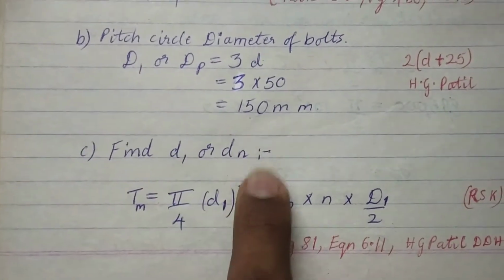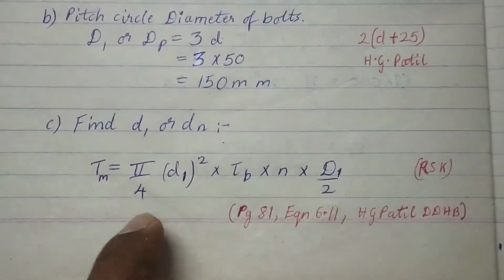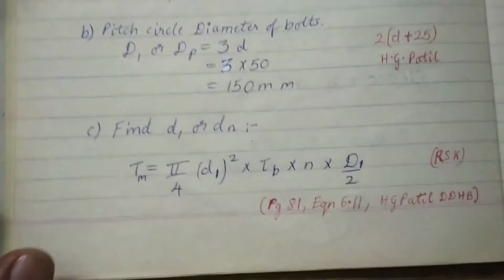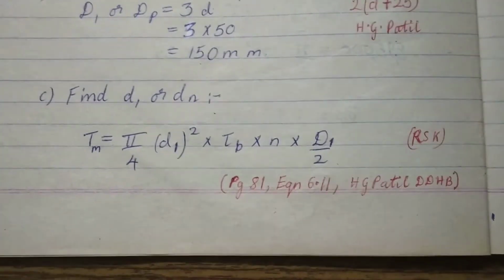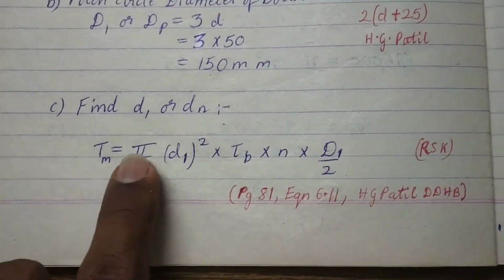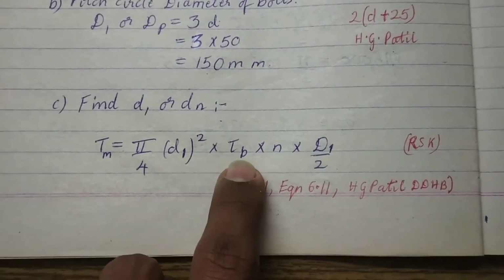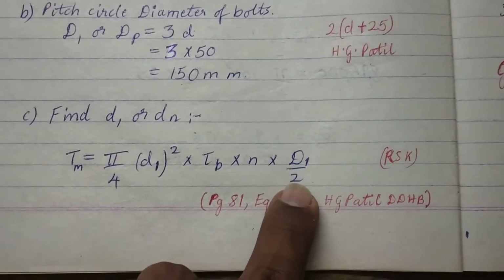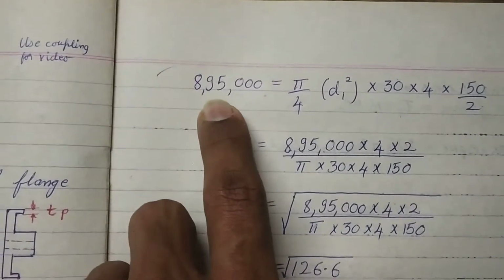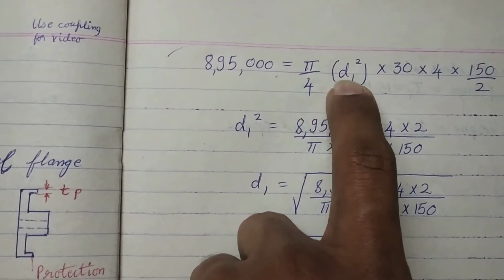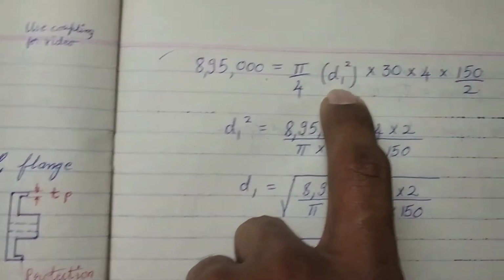Now find d1 or dn. In this we need to find out the bolt diameter, that is the diameter of this bolt which we are using. The equation is T max equal to pi by 4 d1 raised to 2 tau b into n into D1 by 2. So we'll see what the values are here. T is, as you all know, 895000. Pi by 4 is a constant. d1 square is what we need to find out.